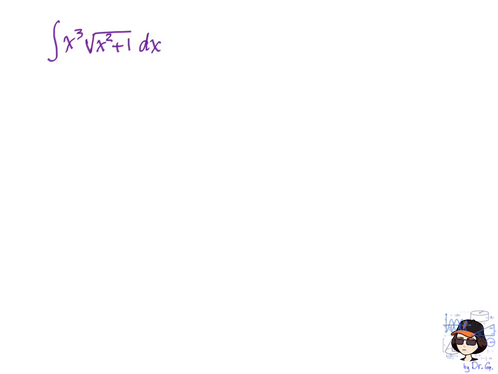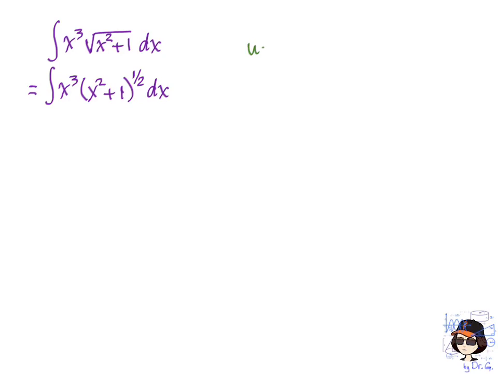A1, here's the problem you were working on. So we have the integral of x to the third times the square root of x squared plus 1 dx. So first let's rewrite it using rational exponent instead of a radical. So it's x to the third times x squared plus 1 to the 1/2 dx.